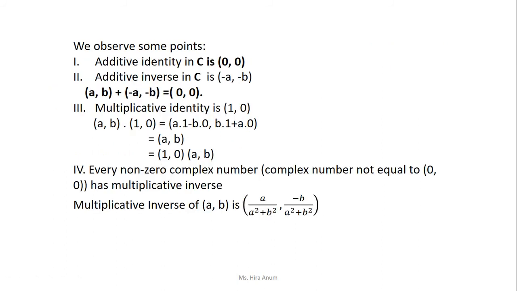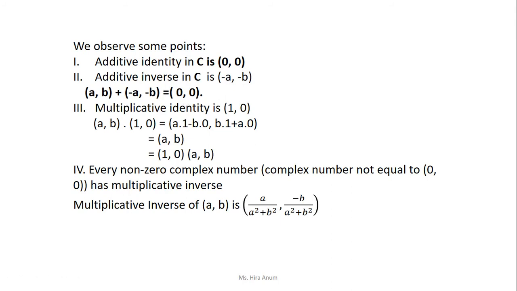We observe some points. In addition, we have identity. In complex numbers, the identity in addition is (0, 0). Inverse is, if we have positive numbers, then we have negative numbers, like a plus iota b, a minus iota b. Then it gives (0, 0).